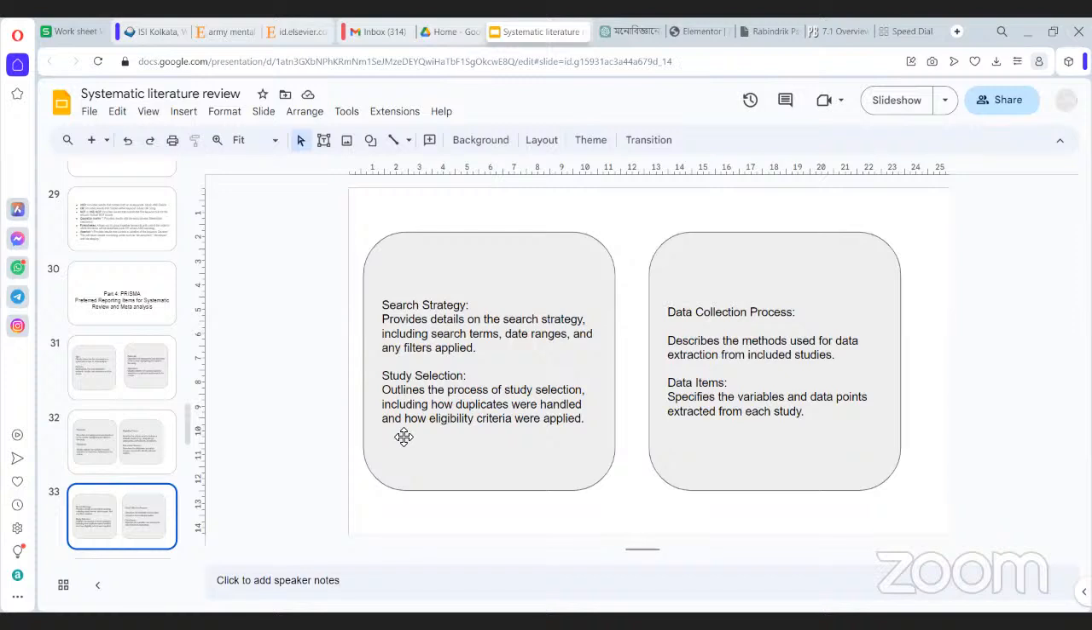Next is study selection. It outlines the process of study selection, including how duplicates were handled and how eligibility criteria were applied. Because there is a high possibility of duplication of studies, you must be very careful. Suppose two studies are there, we have to select only one if it is a duplicate. Right. Okay.